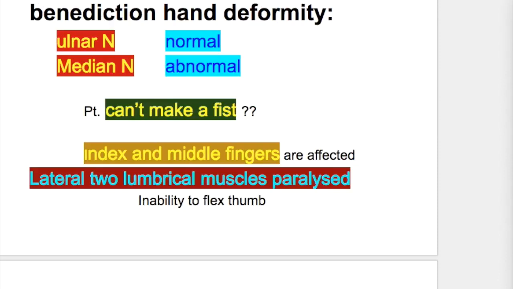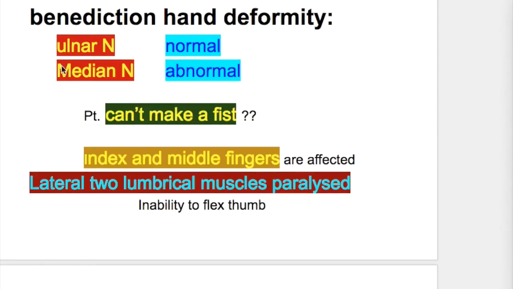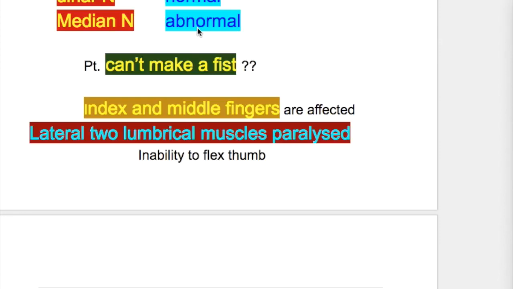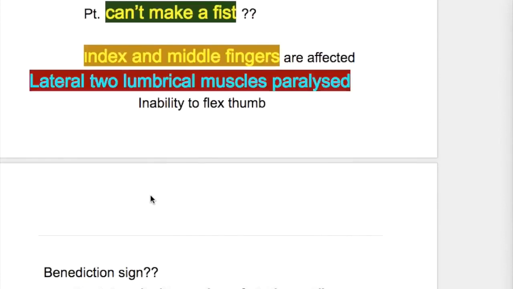What's a bishop hand or benediction hand deformity? In bishop hand deformity, ulnar nerve is normal and median nerve is abnormal. So median nerve supplies the lateral two lumbricals. So patient cannot make a fist because index and middle fingers are affected. The lateral two lumbrical muscles are paralyzed, and also there is inability of the thumb to flex.